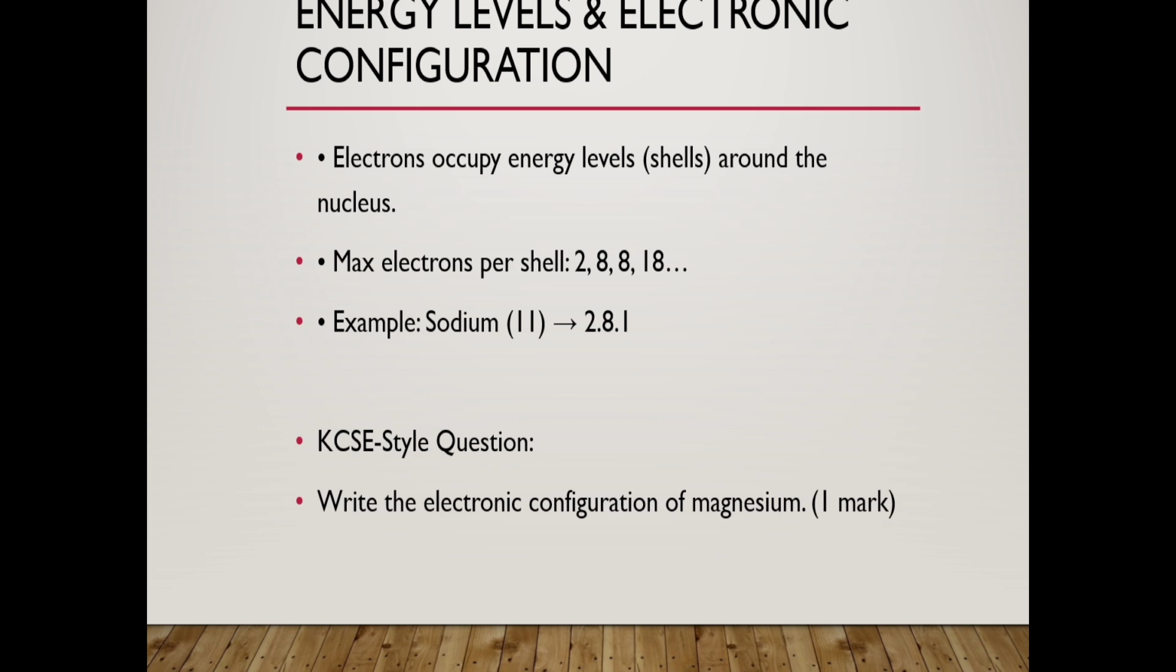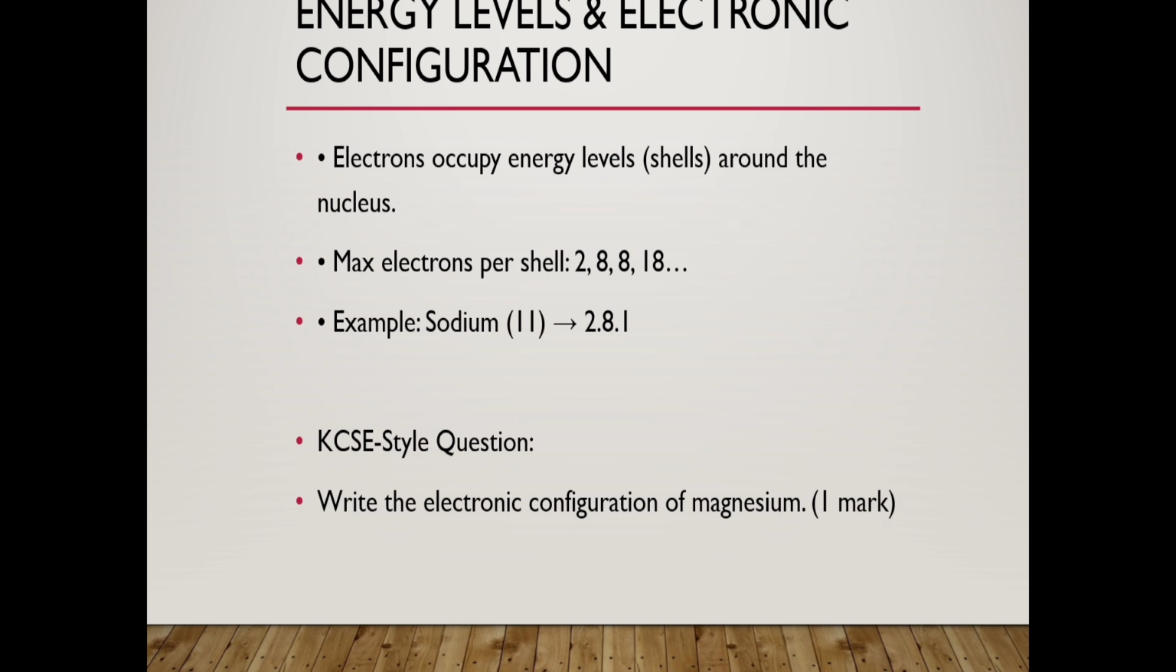So most of the time, since we just concentrate on teaching 20 elements, the maximum number of electrons you will see at the fourth energy level is just 2. So that is calcium. A good example is sodium. Sodium has an atomic number of 11.